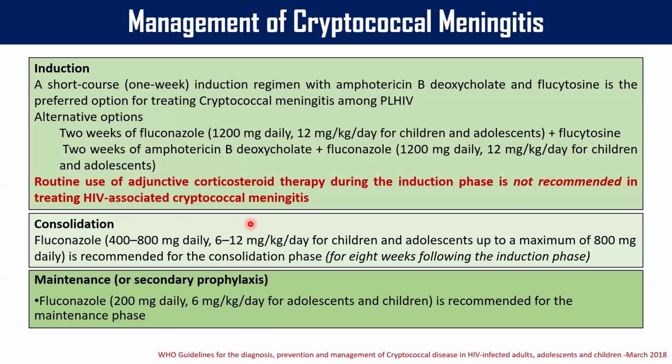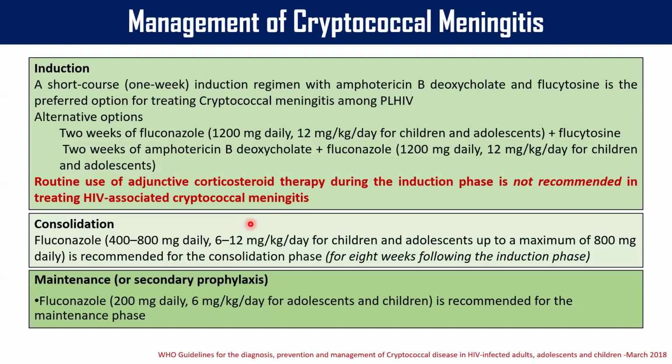So in cryptococcal meningitis, the treatment consists of 3 phases: induction, consolidation, and maintenance, or a prophylaxis phase. In the induction, there are various options we have. We can give amphotericin B with flucytosine, short course for 1 week, and then we can shift to consolidation.